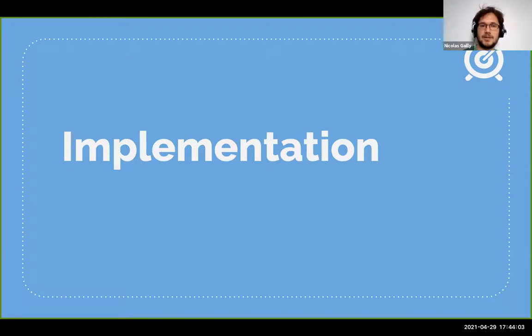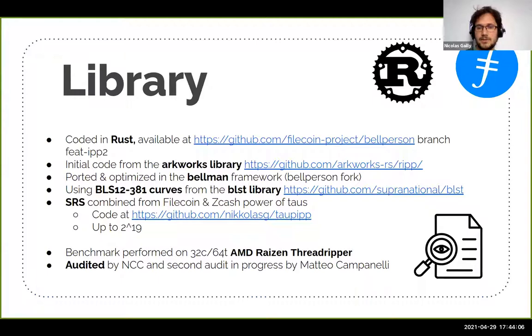Now about the implementation, it's a library in Rust. It's available in Bellperson, which is a Bellman fork that we use in Filecoin. The code is derived from the ArkFork library, which implements the original paper from Bünz et al. It uses the BLS12-381 curves from the blst library, which is basically an assembly library, which makes the operations very fast. As Anca said, we are combining the CRS from Filecoin and Zcash. We are allowing up to 2 to the power of 19 proof aggregation, but in practice we'll never go that far. We have done the benchmark that I'm going to show you on 60 threads and 32 cores. It's been audited once and is going to be audited a second time.